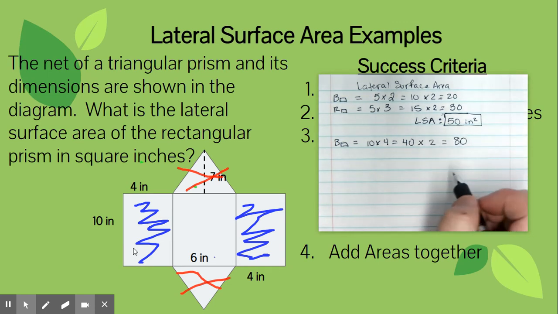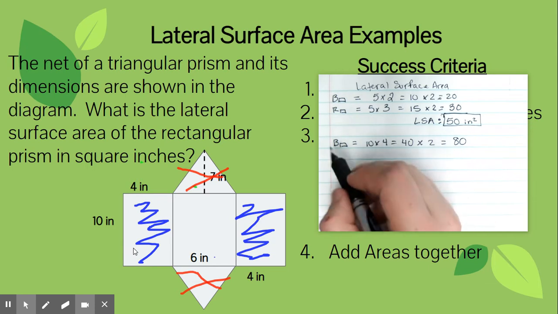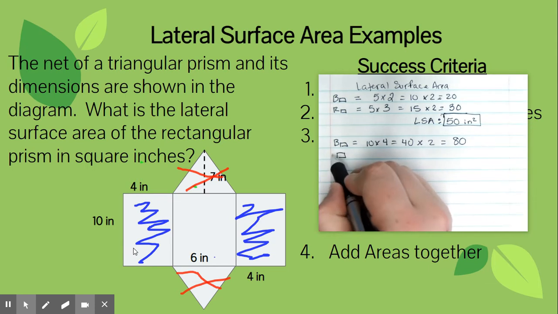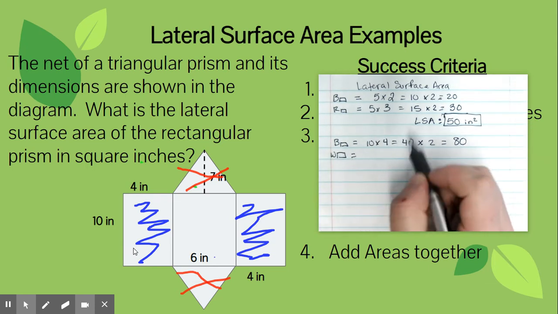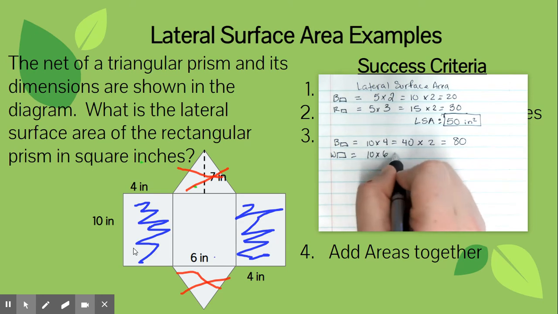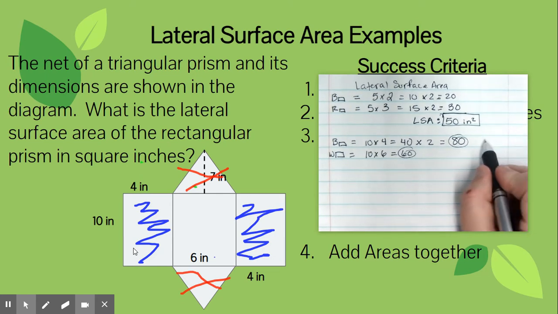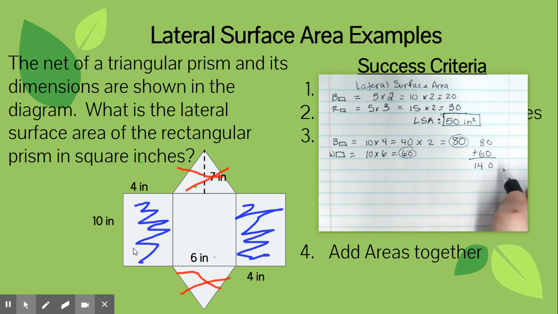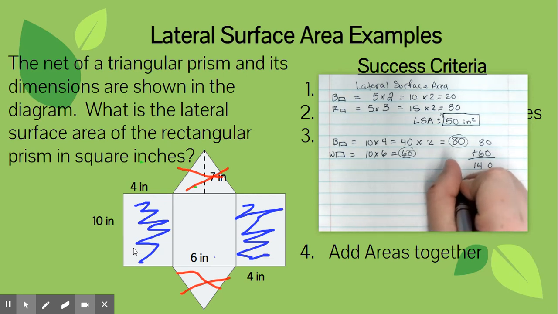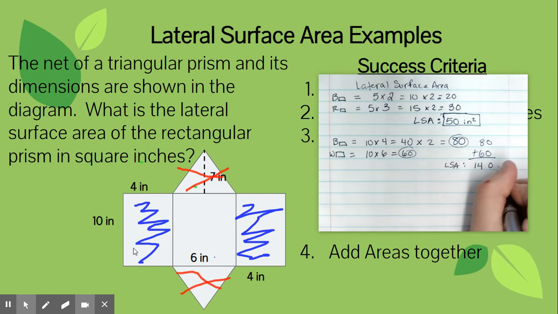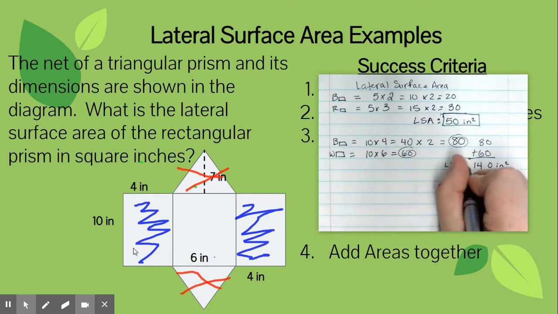Okay, and then I have the other rectangle, my white one, and that is 10 times 6, which is 60. So I have 80 and I have 60. So I'm going to add 80 plus 60 together to get my lateral surface area, which is 140. Okay, so my lateral surface area here is 140 inches squared.